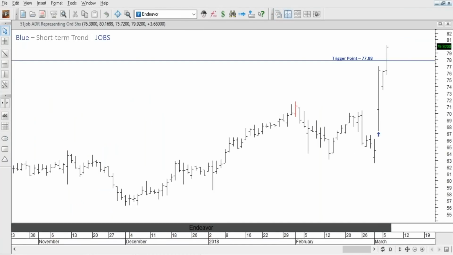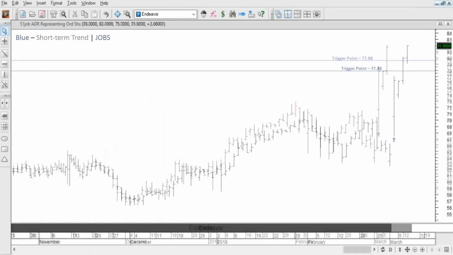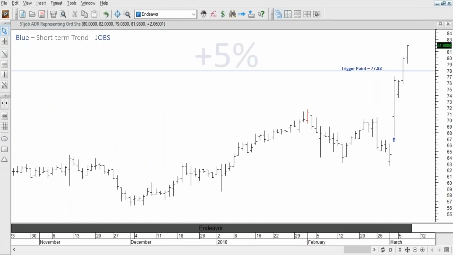2 days later, price crosses the trigger point, so it's safe to enter the trade. The next day, price moves straight up, making over 5% in 2 days. Now, like I said before, I'm not here to tell anyone how to trade, but 5% in 2 days, when the markets are up one day and down the next, I would take my money and run.